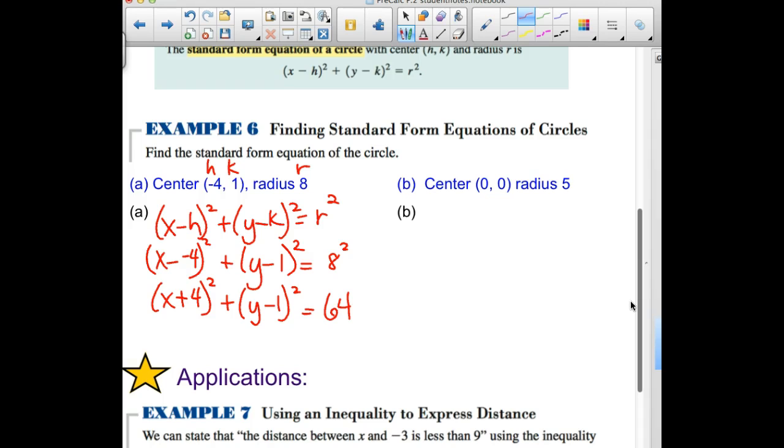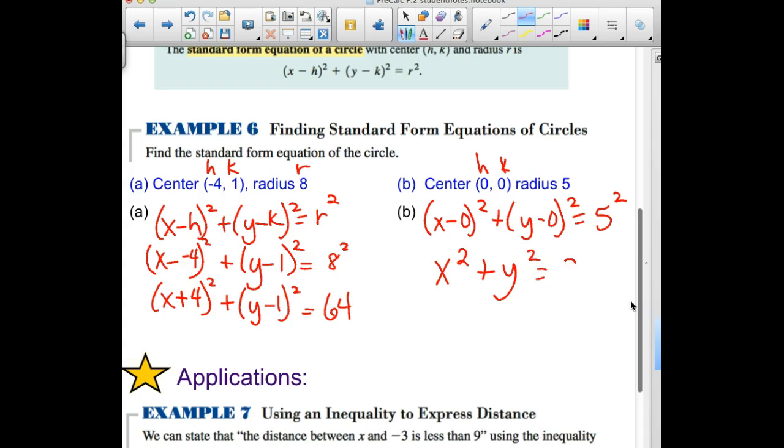If our center is (0, 0), then h, k are both 0. And if we plug in x minus 0 squared and y minus 0 squared equals 5 squared, we can simplify that down to just x squared plus y squared equals 25. Much more basic equation.